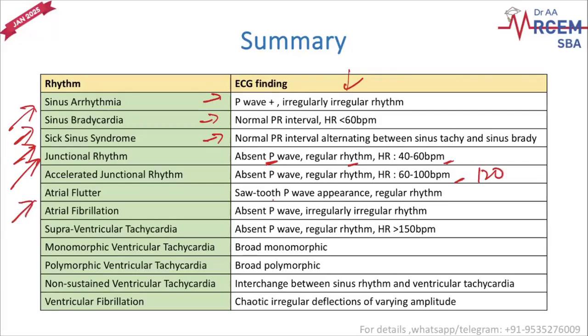Atrial flutter, always remember the sawtooth appearance, and the rhythm is regular. Atrial fibrillation: there is an absent P wave and the rhythm is irregular.